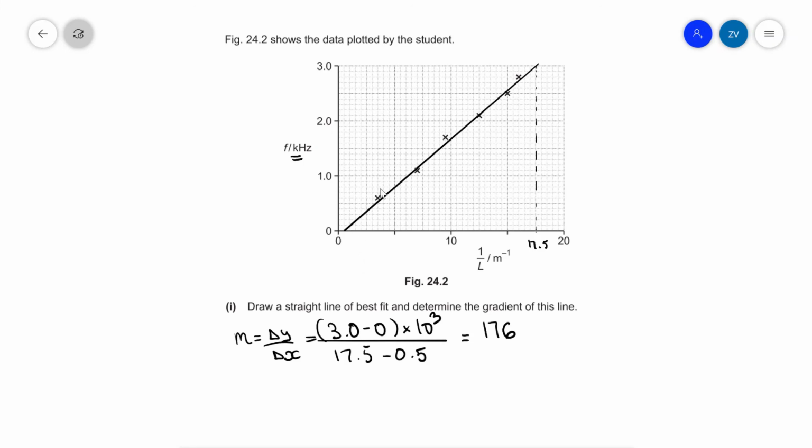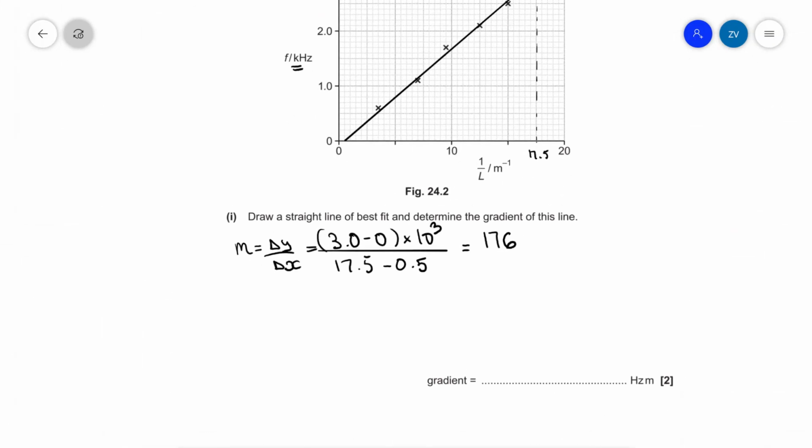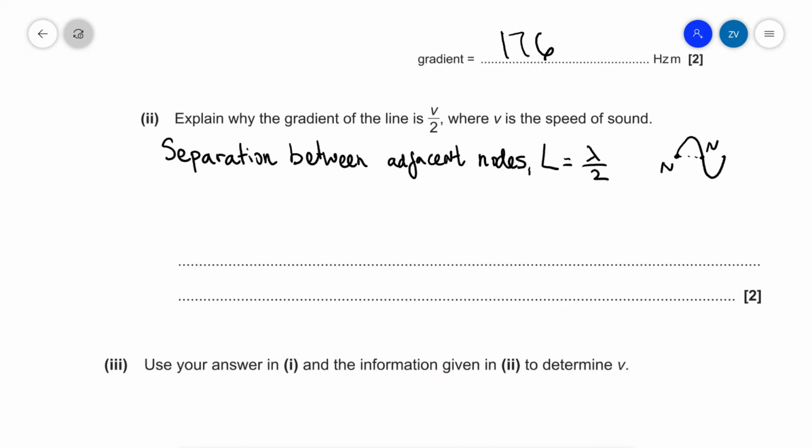Notice that I've taken a very large gradient triangle, and any time that we have to calculate the gradient, we need to be very careful to do that. So that'll be 3 times 10 to the power of 3 divided by 17.5 take away 0.5, and if we plug that into a calculator, we are going to get approximately 176.